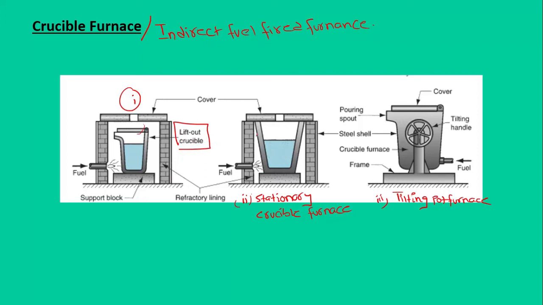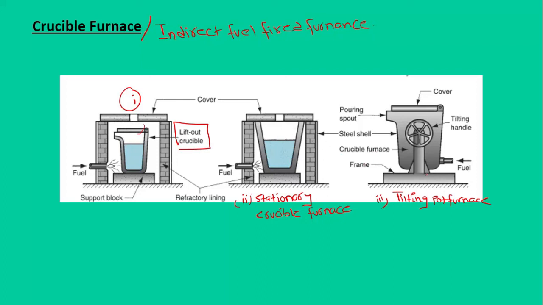Then in the second one, we have the crucible that is fixed inside the furnace, and the material is charged into the crucible where it is heated and melted. Once you have the molten pool, we can take out the molten material as per our requirement using another crucible.